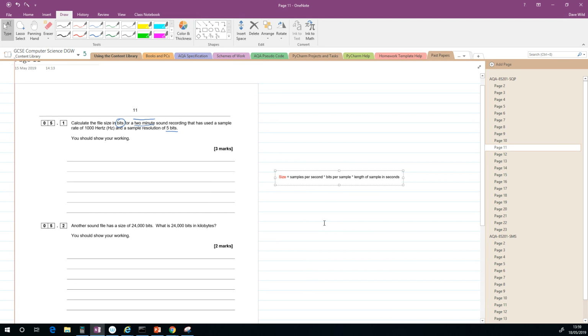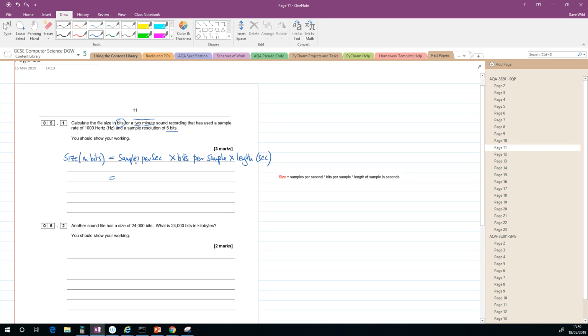So you're in your exam, and that's what you should write. Okay, size, and if you wanted to, in bits, is equal to samples per second times bits per sample times length in seconds. Okay, so let's see what we've got here.